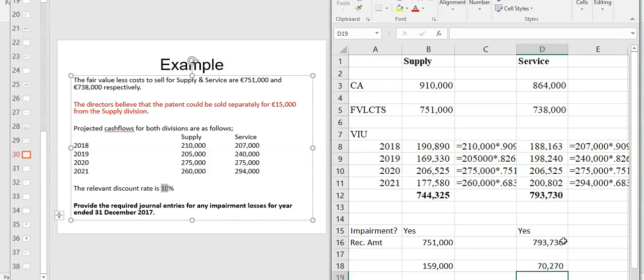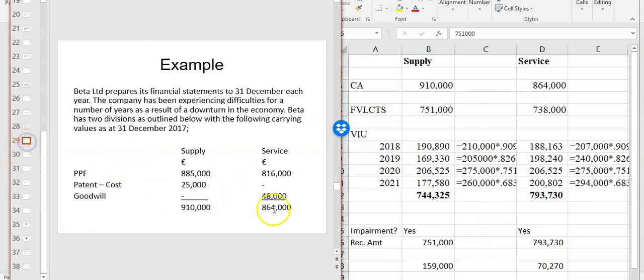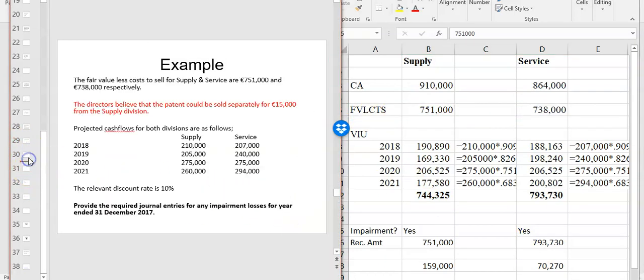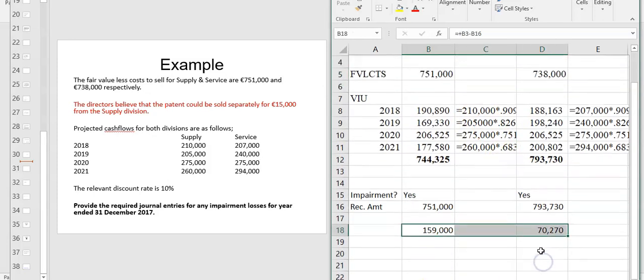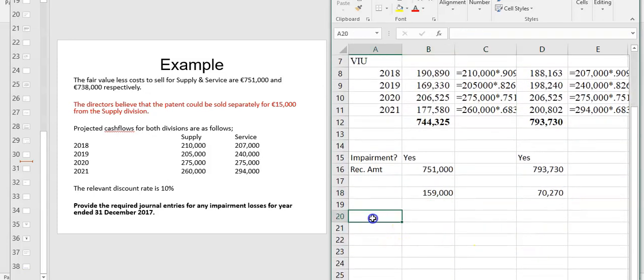Right, so again, where I'm getting those in the question, I'm getting the fair value less cost to sell, I'm getting the carrying amounts. The only thing I'm left with then is to figure out the value in use. The trick is here, well, hold on a second. If I know I have 159,000 and 70,000, I know I'm debiting my SOPL 159,000 here. And I know I'm debiting my SOPL 70,000, 270, sorry. But the question is then, what do I credit?